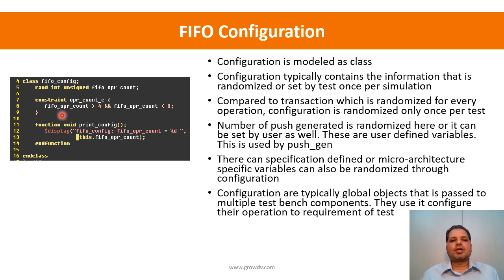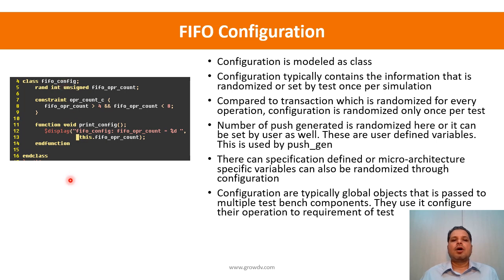And again we have put a constraint over here, and this constraint says the FIFO operation count should be greater than 4 and less than 8. That is the constraint we have put. And the constraints provided in the class can be overridden. Like we know, if we have declared a variable with rand, one random value between 4 and 8 would be selected when we call dot randomize on this particular class.